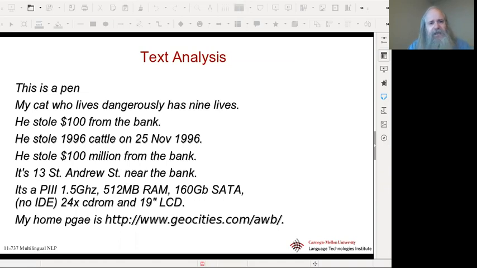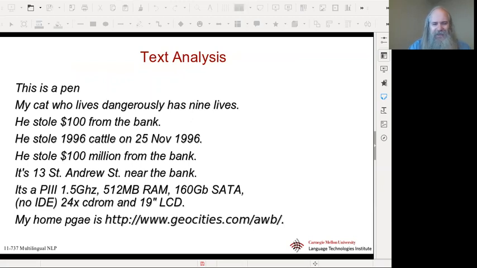My cat who lives dangerously has 9 lives. Notice the word L-I-V-E-S is written exactly the same, but it has a different pronunciation, okay? The first one is a verb and the second one is a noun. And because of that, they have a different pronunciation, lives versus lives. You got to get that right. So at least in English text-to-speech, you sort of need a part-of-speech tagger, otherwise you're going to get things wrong. There are a bunch of other words that are like that, project and project, that you're going to get wrong. Let's look at the next one.